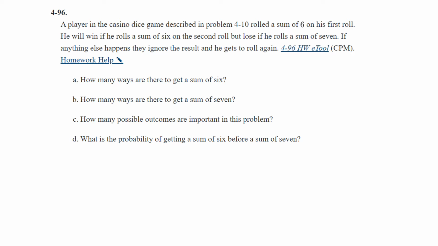Once again, going back to that table on 4-10, if you add them up, there are 5 ways to get a sum of 6 out of 36. Well, I guess it only asks how many ways, so make sure I answer the question right. There are 5 ways. How many ways are there to get a sum of 7? Once again, if you go back to the table and look, there are 6 ways to get a sum of 7. So then how many possible outcomes are important in this problem?